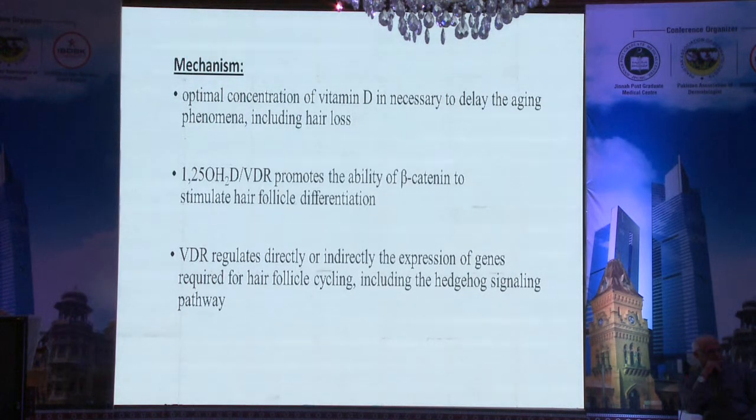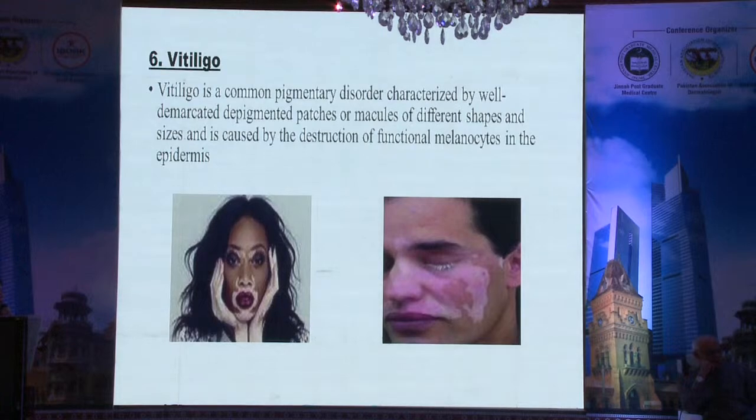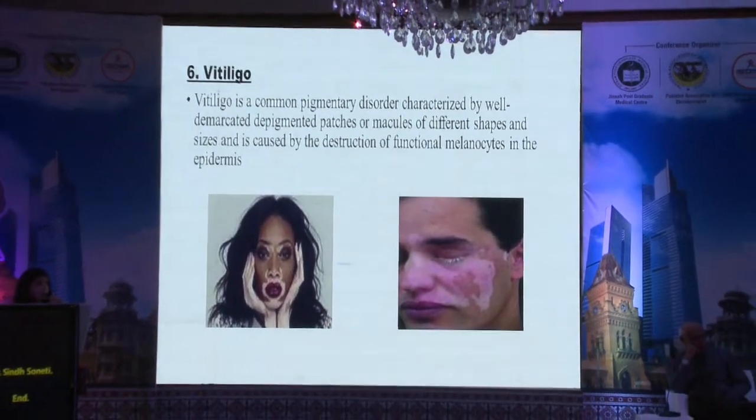How it acts? Actually, the optimal concentration of vitamin D is necessary to delay the aging phenomena, including hair loss. So vitamin D or vitamin D receptors promote the ability of beta-catenin to stimulate hair follicle differentiation. And vitamin D receptors regulate directly or indirectly the expression of genes which are required for hair follicle cycling, including the hedgehog pathway. Another disease, that is vitiligo.